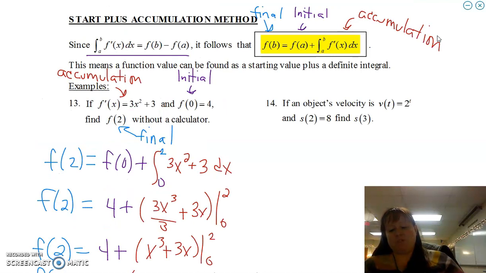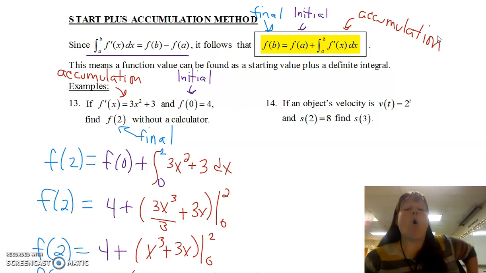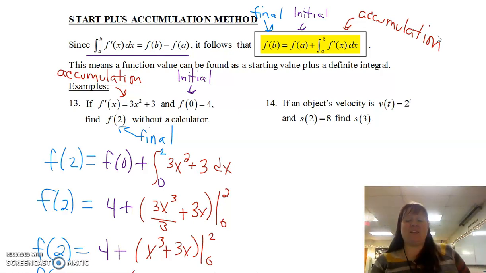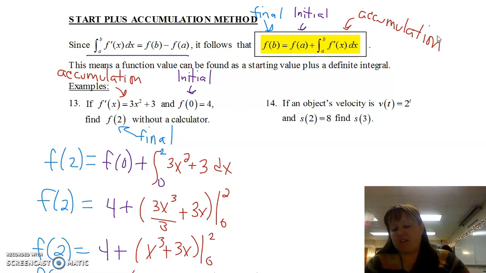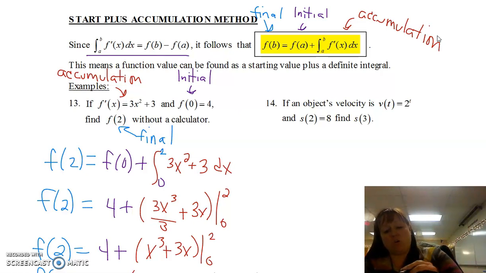This one says if an object's velocity is v of t equals 2 to the t, don't freak out, we're doing this with a calculator, because you're all like, what? I don't know how to do 2 to the t. We don't know how to do it yet, but that's okay. We're just going to put this in a calculator. Okay, so if the velocity v of t is that, and the position at 2 is 8, find the position at 3.